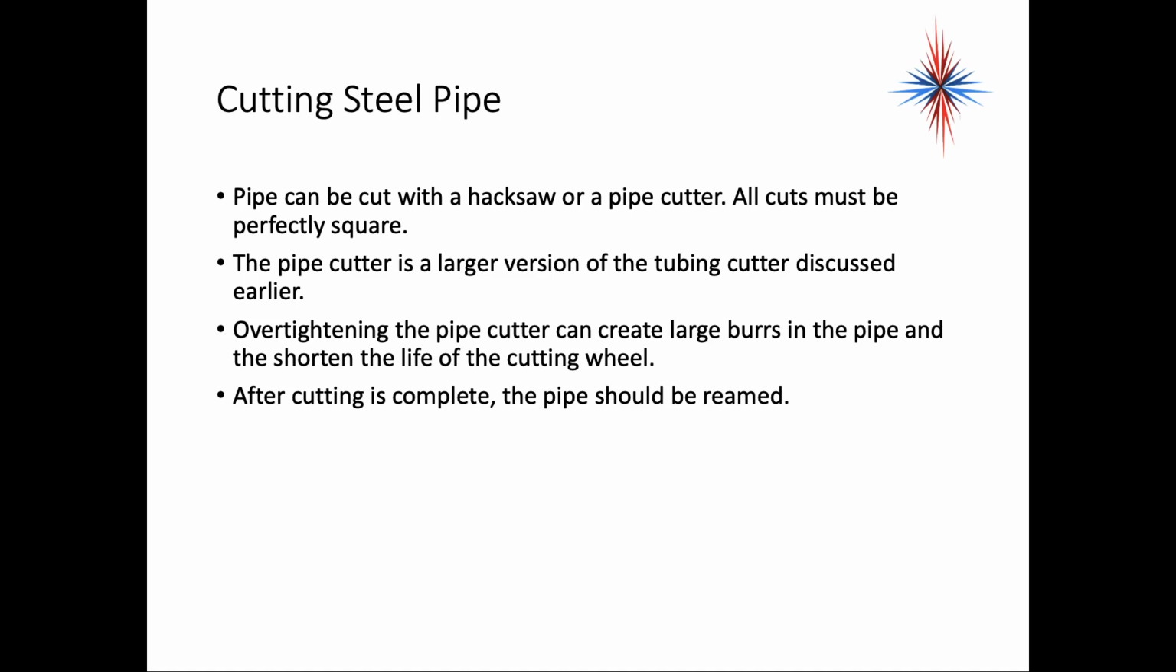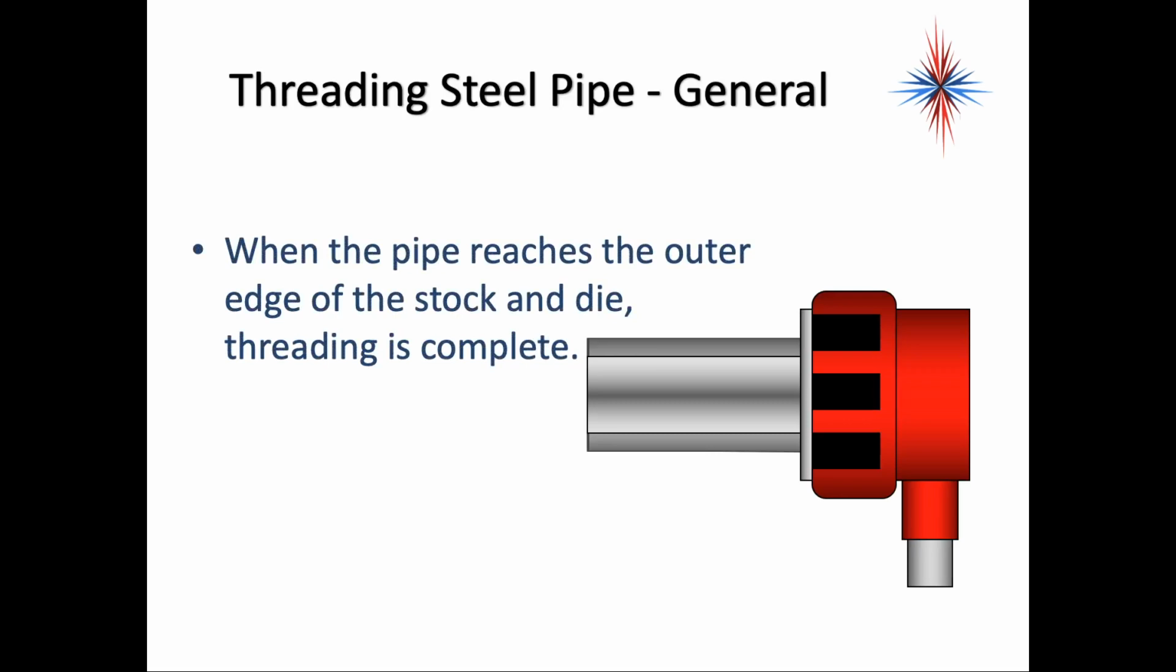To cut steel pipe, it can be cut with a hacksaw or pipe cutter. All cuts must be perfectly square. The pipe cutter is a larger version of the tubing cutter discussed earlier. Over tightening the pipe cutter can create large burrs in the pipe and shorten the life of the cutting wheel. After cutting is complete, the pipe needs to be reamed out to remove any burrs. When the pipe reaches the outer end of the stock and die, threading is complete.